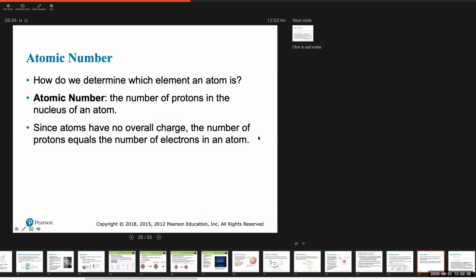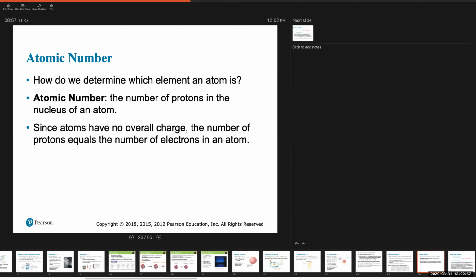Okay, let's talk about atomic numbers for a moment. We'd like to have some way to determine which element an atom is, and that's where the convention is atomic numbers. An atomic number is the number of protons in the nucleus of the atom.